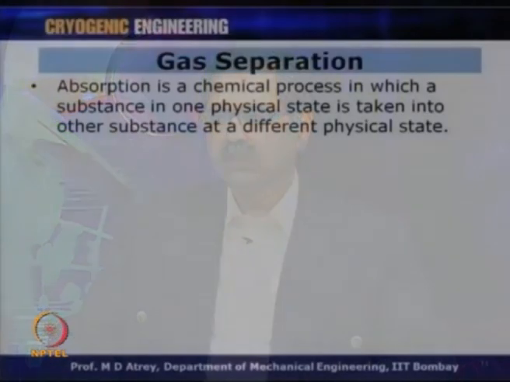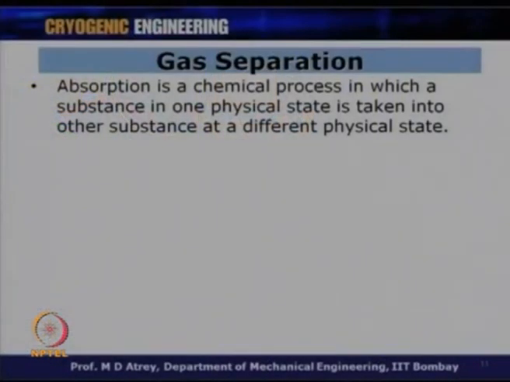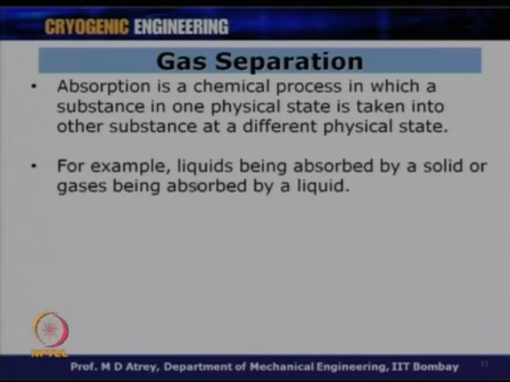Second one is absorption, which we know is like a sponge, basically. Absorption is a chemical process in which a substance in one physical state is taken into another substance at a different physical state. So, it's basically a solid can take liquid, or a solid can take gas. For example, liquid being absorbed by a solid or gases being absorbed by a liquid.